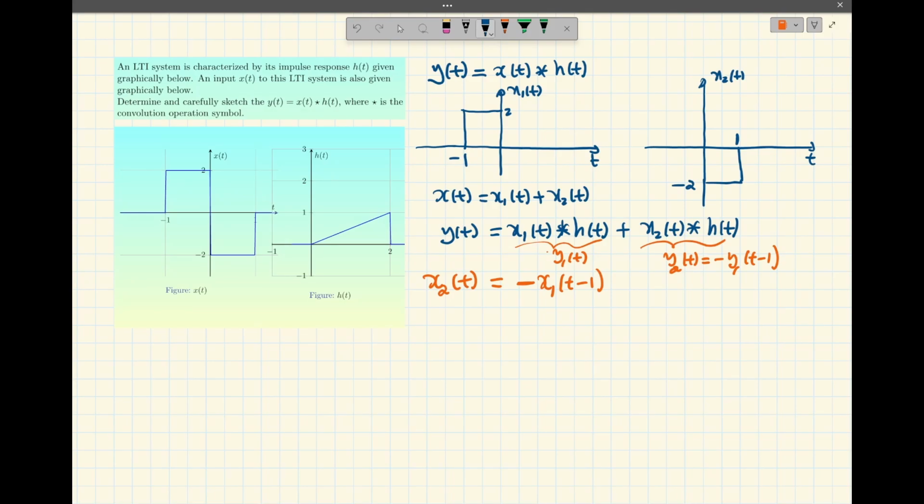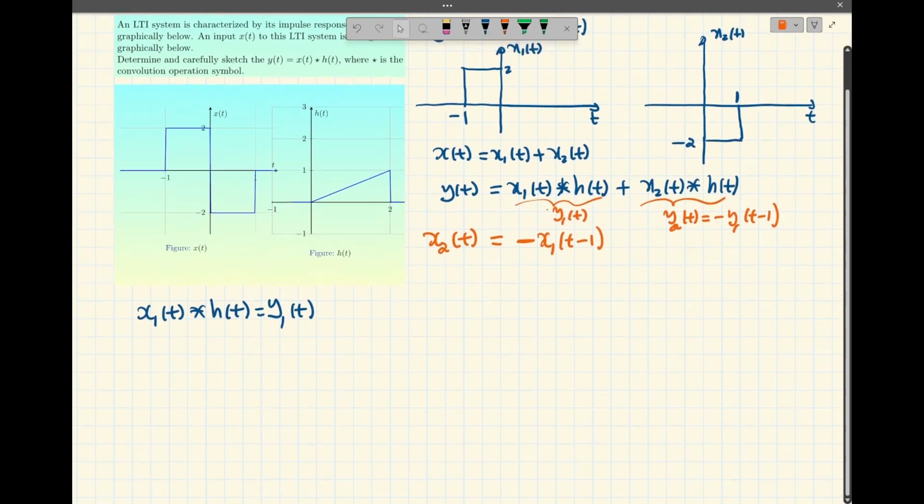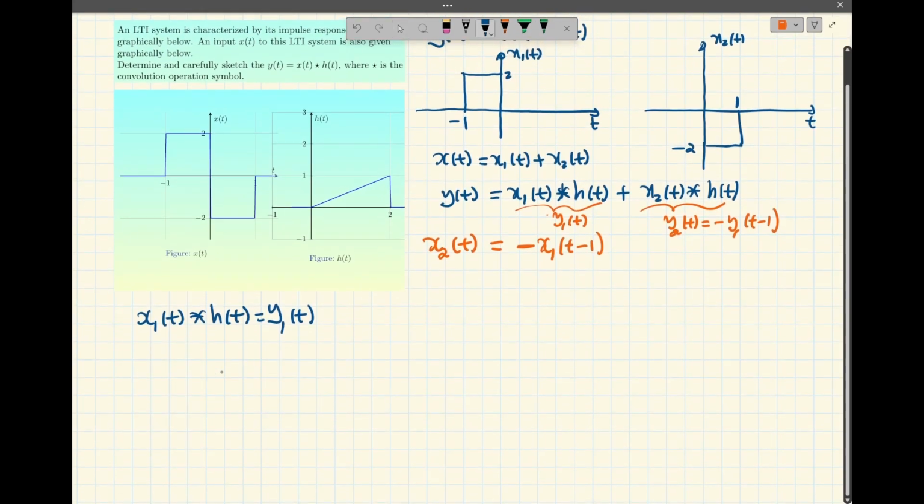and then I'll just obtain the overall by using the fact that the system is linear and time invariant. So let's compute x1 of t convolved with h of t, which I will call y1 of t. We're going to do this graphically. So y1 of t is given by the integral from -infinity to +infinity of x1 of t minus tau times h of tau d tau.